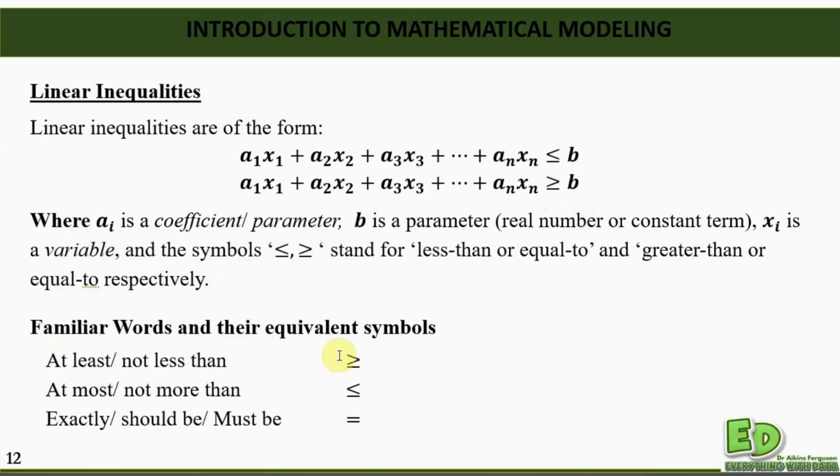In the word problem, you have these kinds of words, and then you are going to represent them with these symbols. So at least, not less than, is greater than or equal to. At most, or not more than, is less than or equal to. Exactly, available, should be, must be: we use the equal to sign.